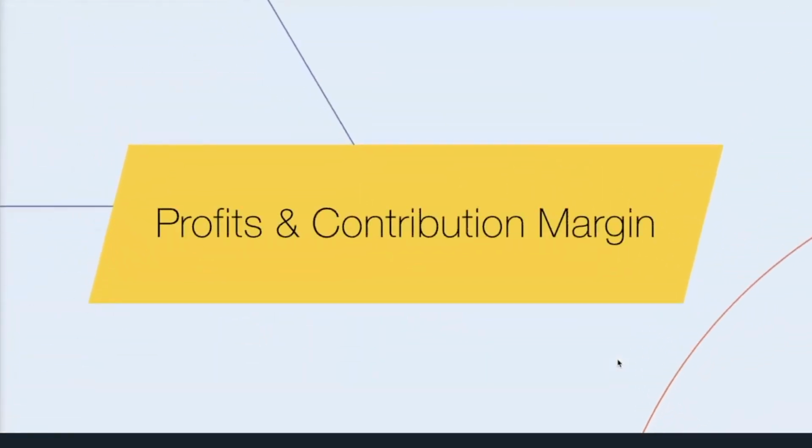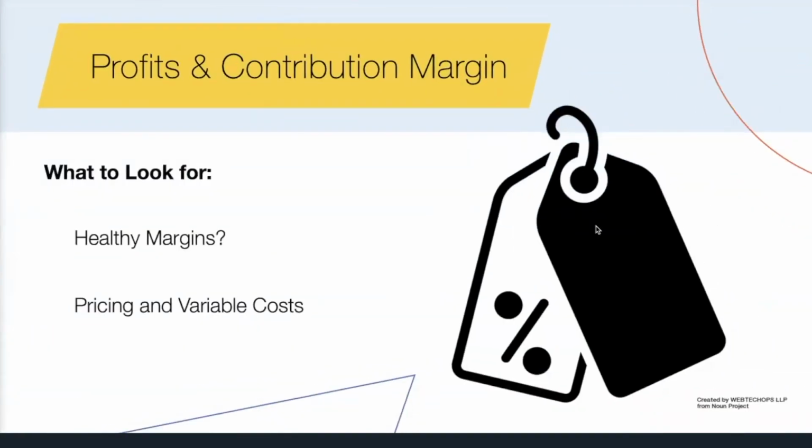The next fundamental for analyzing your results is digging into profit and contribution margin. How much were your efforts actually generating in terms of your bottom line? Profits have a direct relationship with contribution margin. If your company has low profits, or even a net loss, this is typically due to low margins. It's important to be able to identify what a healthy margin is, and to evaluate your pricing and variable costs when you're looking to improve your contribution margin. Here's how you do that in the report.